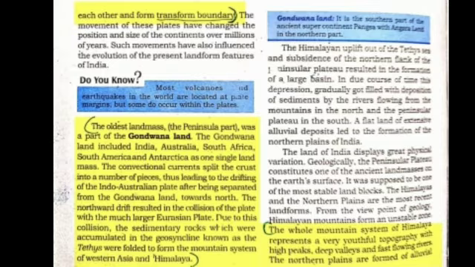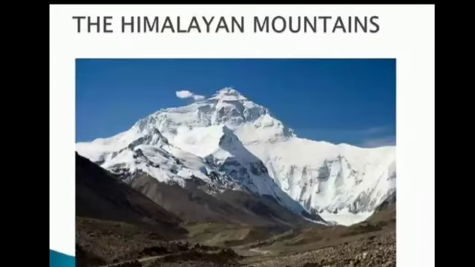Due to this collision, the sedimentary rocks which had accumulated in the geosyncline known as Tethys were folded to form the mountain system of Western Asia. Today we know that the Himalaya is also a folded mountain. The whole mountain system of the Himalaya represents a very youthful topography with high peaks, deep valleys and fast flowing rivers.